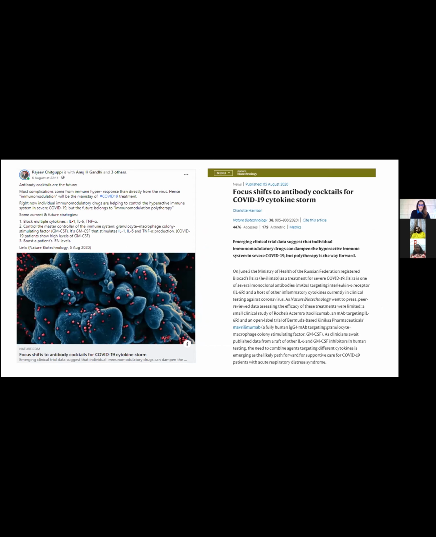All 3 innate immune system cytokines, interleukin 1, interleukin 6 and tumor necrosis factor alpha, or control the mother of all cytokines, that is GM-CSF. What is GM-CSF? Granulocyte macrophage colony stimulating factor. So instead of targeting these 3 separately, just control the top master controller of the immune system, and everything gets controlled.